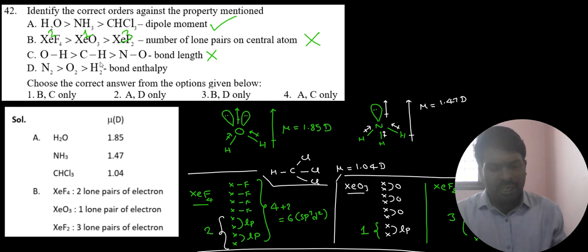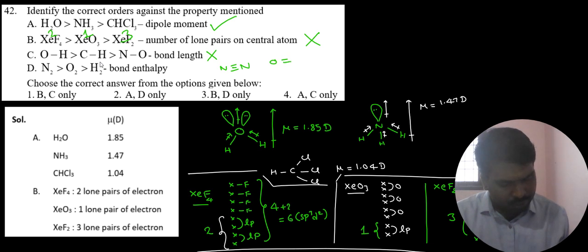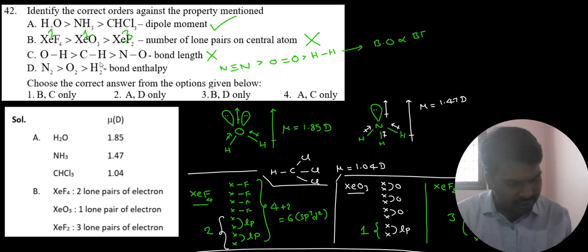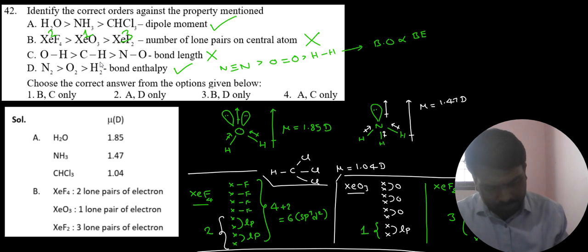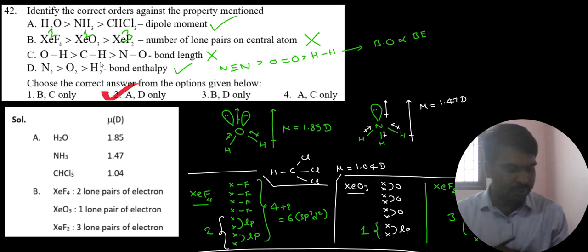Now bond enthalpy: you know very well, N triple bond N, O double bond O and H single bond H. As bond order increases, bond dissociation energy or bond enthalpy also increases. Bond order is directly proportional to bond dissociation energy. So that is right. Then which statements are right? A and D. Option 2 is the right answer.